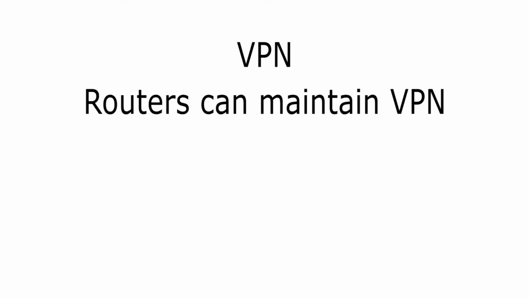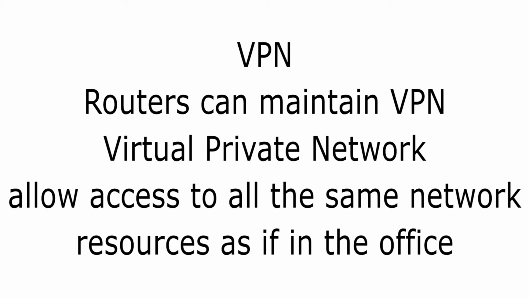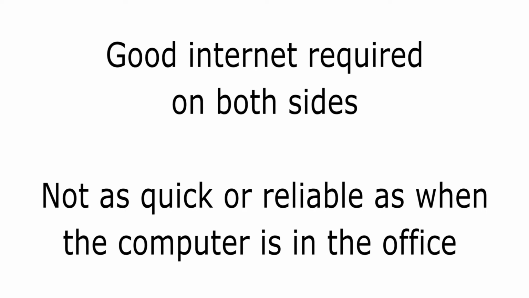If accessing cameras remotely sounds like a security concern, that's because it is. The best case scenario for this situation is to use a VPN, and routers can actually be used for that. VPN stands for Virtual Private Network. It can be configured to allow access to all the same network resources as if the computer was in the office. However, it only works well if both internet connections are very fast. Even then, the access is not nearly as quick or reliable as when the computer is in the office.